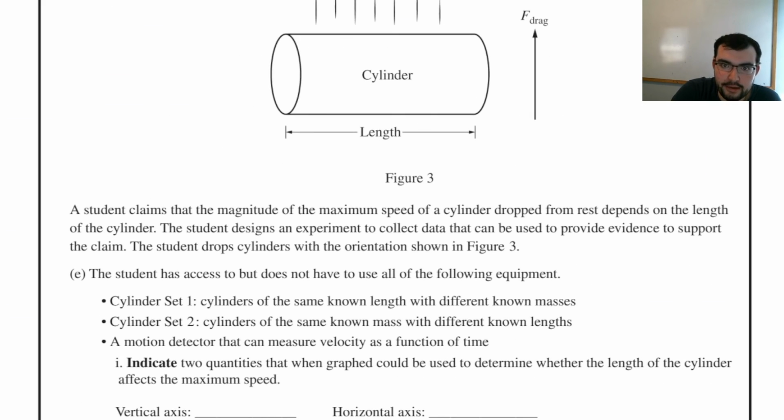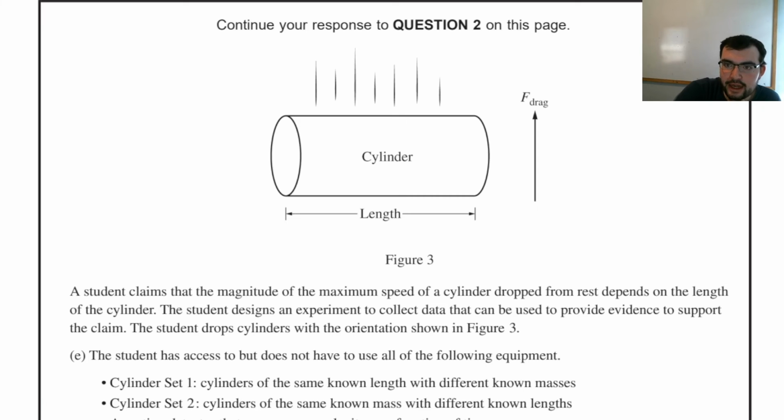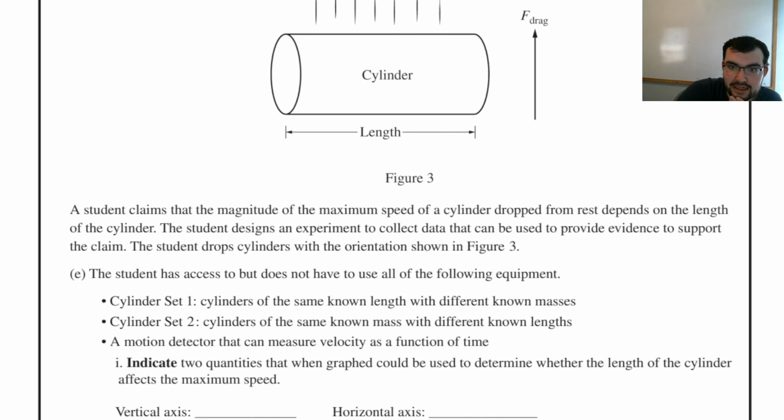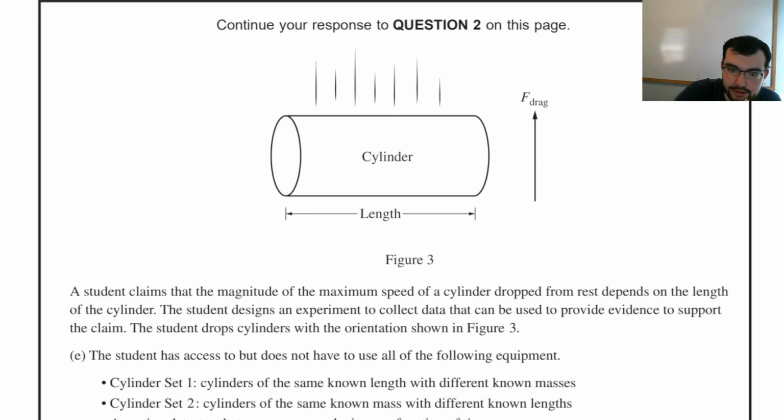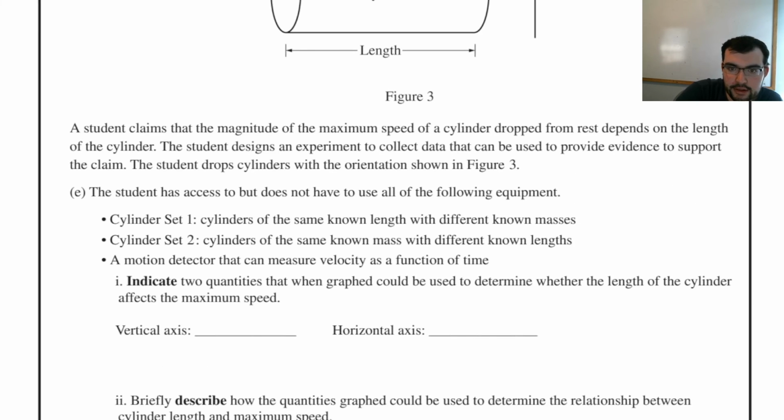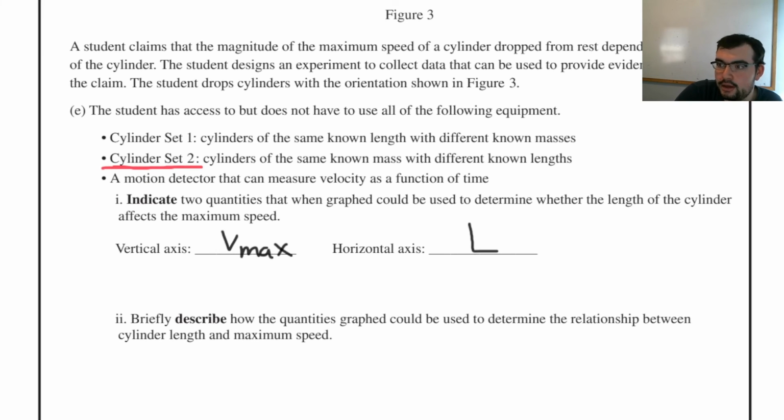And lastly, we're interested now in seeing if the length of the cylinder actually affects the maximum velocity of the cylinder when we drop it. So we either could have a bunch of cylinders of the same length but different masses, or we could have a bunch of cylinders of the same mass but different lengths. Well, if we're trying to figure out how the length affects the maximum speed, that means we should measure Vmax and we should figure out how L affects it. So we are taking this set of cylinders.